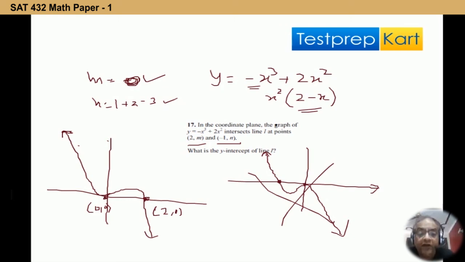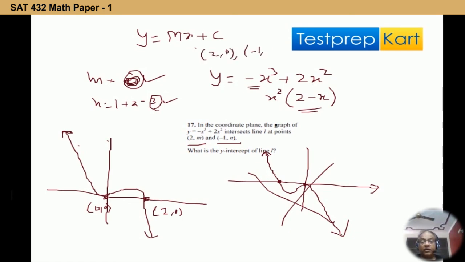These are 2 points on the line L. Let's see what is the equation of this particular line. So y will be equal to Mx plus, let's say, c. The points 2, 0 and minus 1, 3 are the points which are on this line.